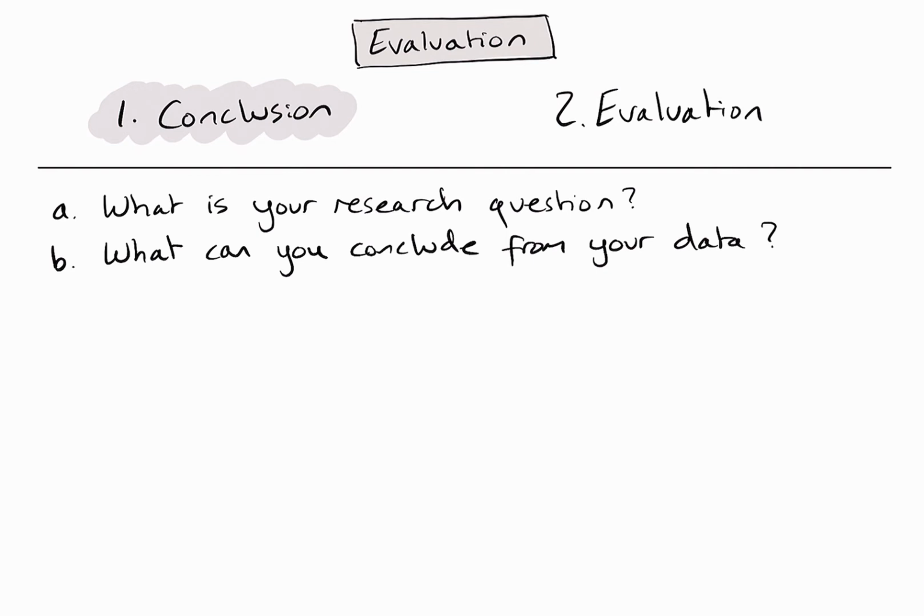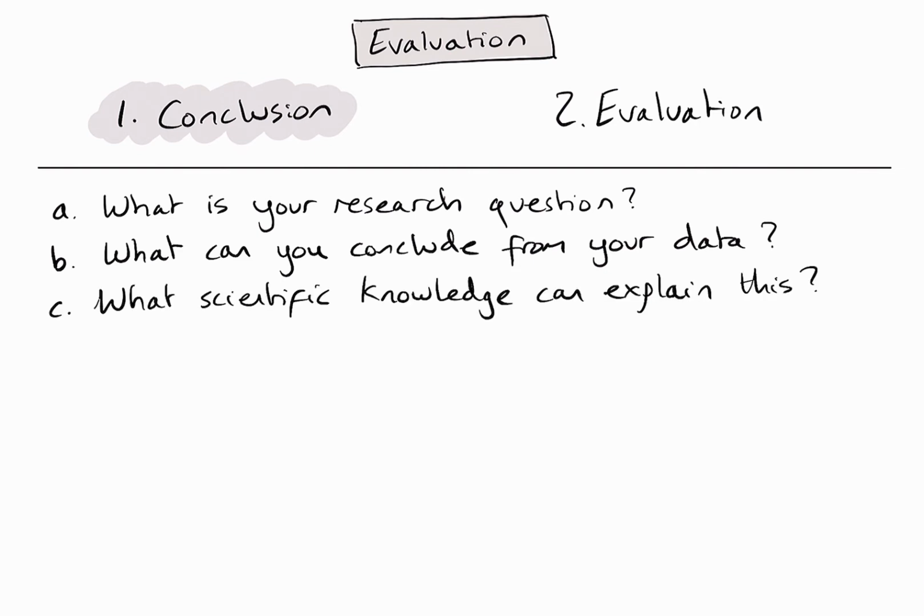Thirdly, you'll need to justify your conclusion using scientific knowledge that can be used to help explain it. In order to do this properly, you'll need to reference scientific literature to support your answers. The fourth part is to consider how accurate your data is. If your experiment has calculated some values that can be compared to scientific literature, then you'll want to calculate a percentage error for those values.